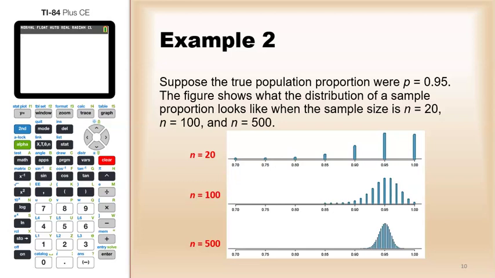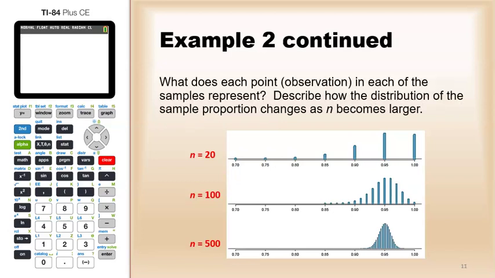Suppose the true population proportion was 95%. The probability of success was 0.95. That basically corresponds to 19 out of every 20 times you do something. The figure here shows the distribution of a sample proportion when the samples were 20, 100, and 500. So what does each point, each observation, represent? And describe how the distribution of the sample proportion changes as the sample gets larger and larger as we go from one to the next.